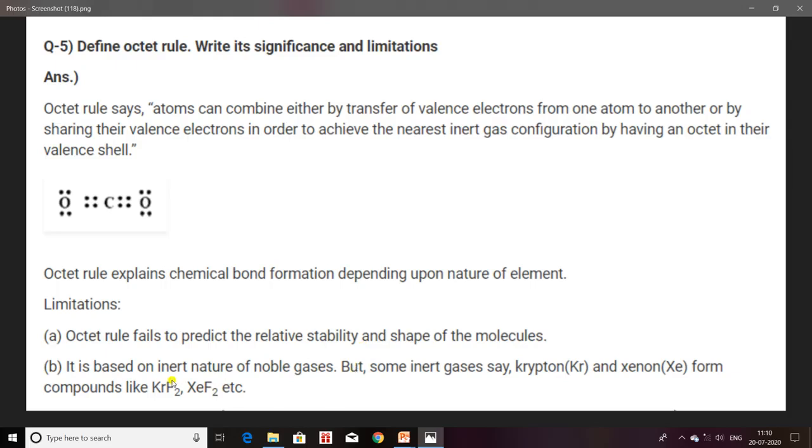Next one is that it is based on the inert nature of noble gases. But there are some inert gases, there are some 18 group elements like krypton, xenon which form compounds, okay, like KrF2, XeF2. So this is krypton, this is xenon. So 18 group elements do not form any compound because they have stable electronic configuration, but still they form, but there are still some elements which form compounds. So this is also one of the limitations of the octet rule.